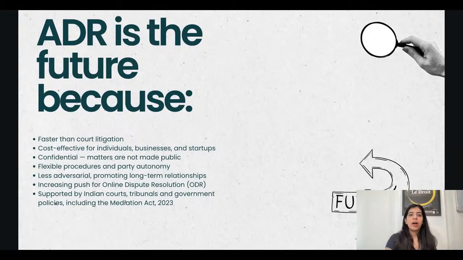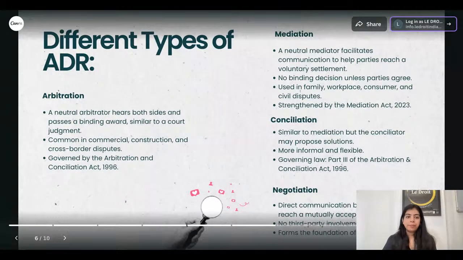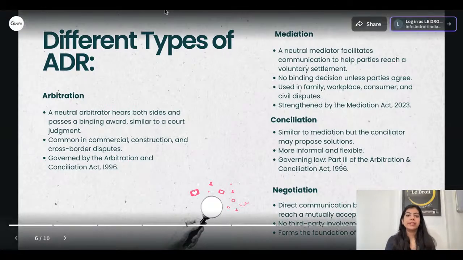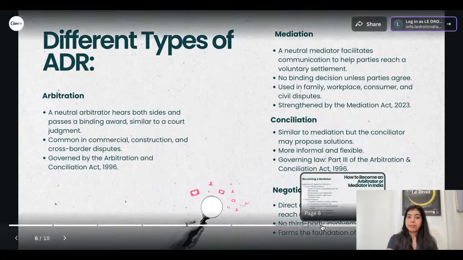Okay, all right. Now let's get started with the different types of ADR. There is arbitration, mediation, conciliation, and negotiation. These are the most famous ADR mechanisms. Now, what is arbitration? Arbitration is a neutral way where we involve a third party to resolve a matter. Let's start understanding from negotiation. That will be much better.